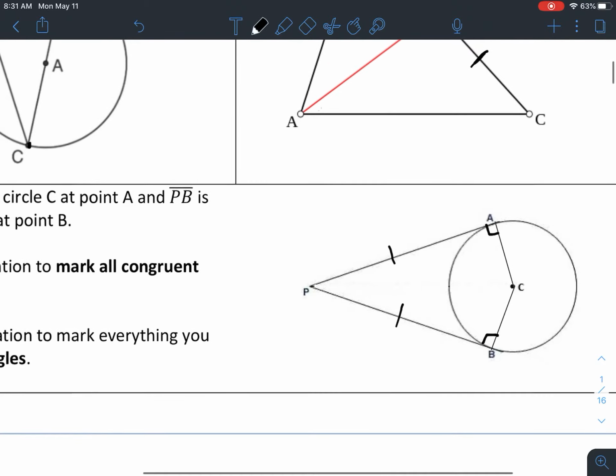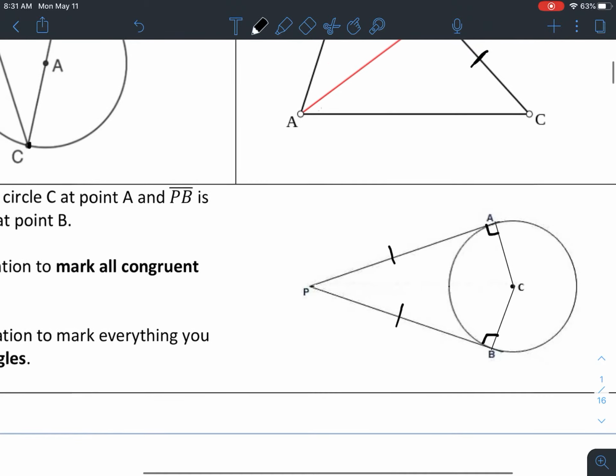Then lastly, what you would have to do is that we know that C there is the center, and that from A to C is the radius, so B to C would be the same radius. That is marking all the information that we know. And then the angles is doing the 90-degree angle there for congruency.